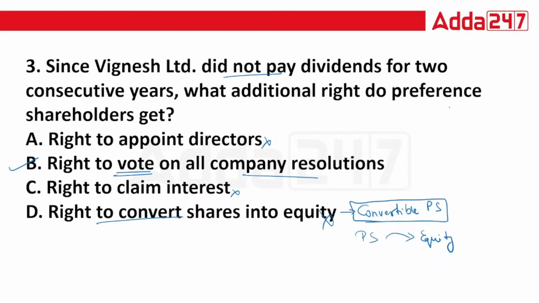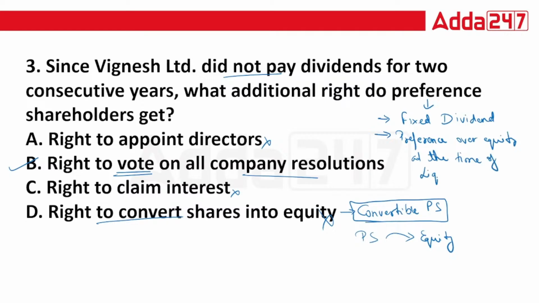See, if I talk about the preference shares features, what is the first feature they are going to receive? Fixed dividend. They get preference over equity shareholders at the time of liquidation of a company. Remember, this liquidation is important. Correct. But they don't get any voting right. No voting right.